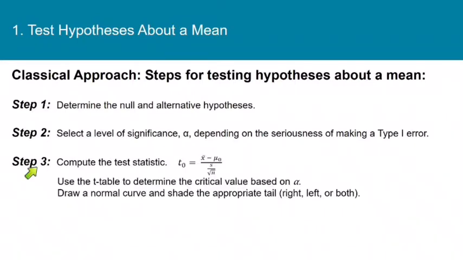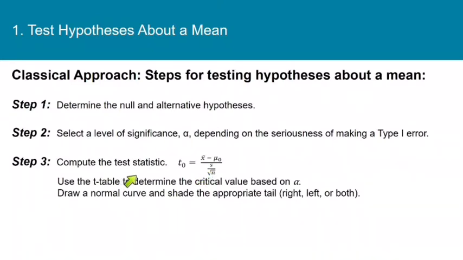And then step 3 is to compute the test statistic. Now this t sub 0, that's called the test statistic, and look at this formula. This formula should be pretty familiar to us. We have already been calculating t-scores, and so I know you've seen this formula before. Now x bar, of course, is the sample mean. Mu sub 0 is the number in our hypothesis. Of course, s is the sample standard deviation, and of course, n is the sample size.